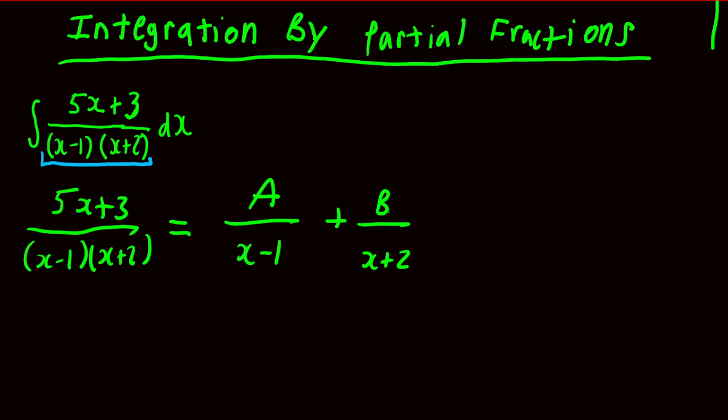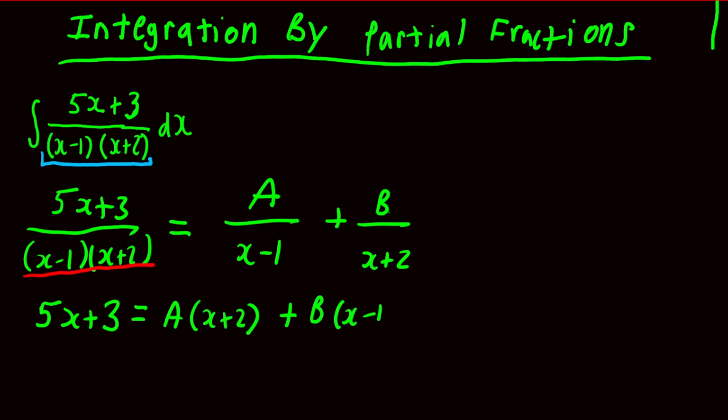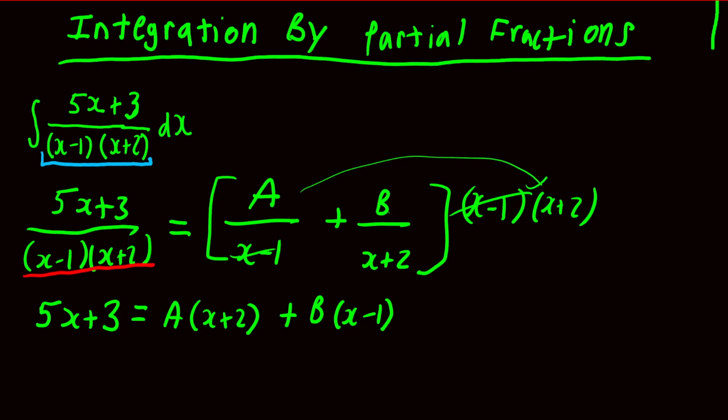Alright? So let's multiply everything by the denominator. So we're going to multiply both sides by x minus 1 and x plus 2. So on the left-hand side, the denominator is going to cancel, so it's going to be 5x plus 3 equals A multiplied by x plus 2, and then plus B multiplied by x minus 1. Why? Well, when I multiply by x minus 1 and x plus 2, the x minus 1s cancel out for the A term, and the A is just left with x plus 2. But then when I multiply by B, the x plus 2s cancel out, and the B is left with x minus 1. Alright, so that's how I got the right-hand side.